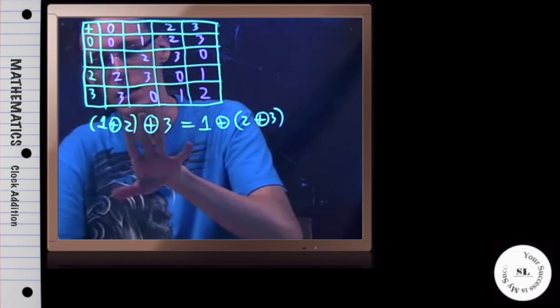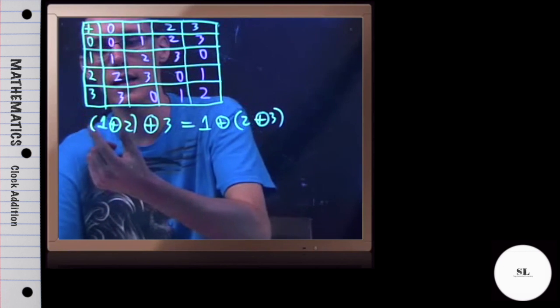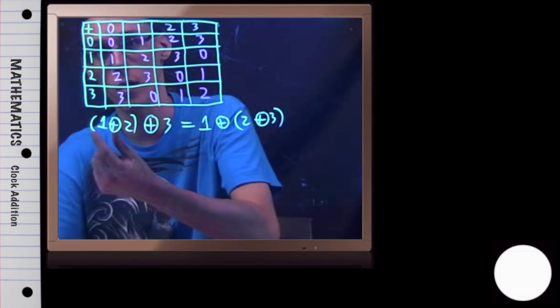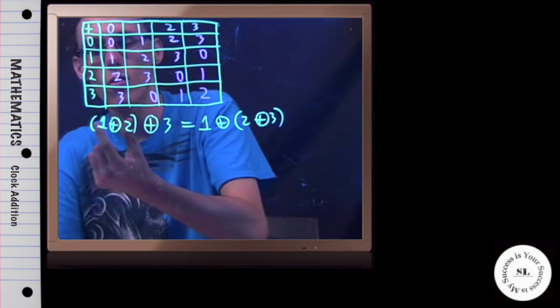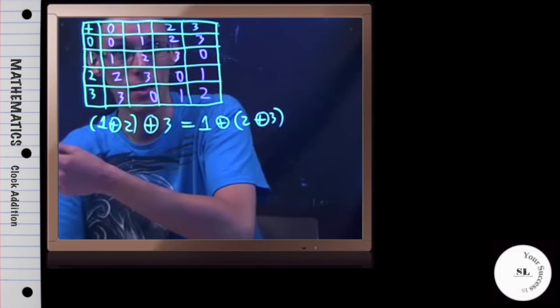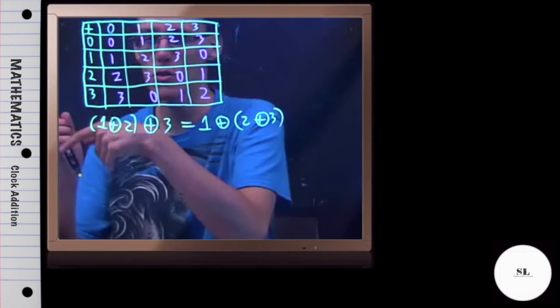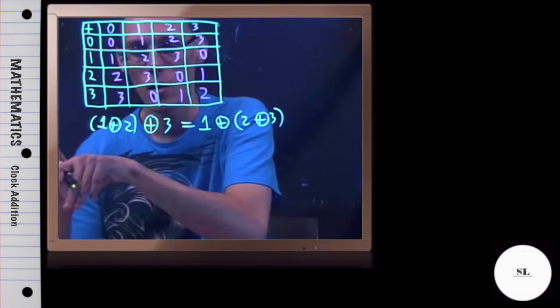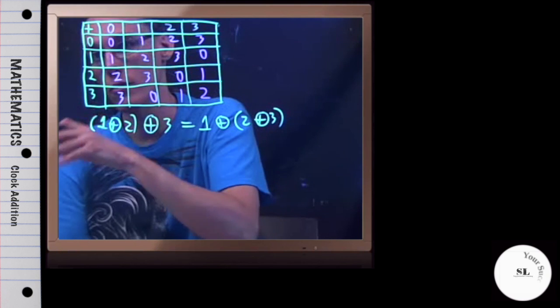Now, in this particular example, we're asked to verify that it obeys the associative property, or in other words, that the order in which I add things does not matter. And so how do we verify that? Well, we add them in different orders and see if it works.